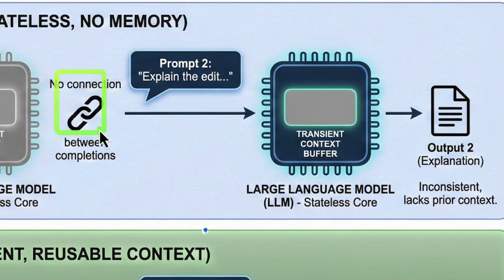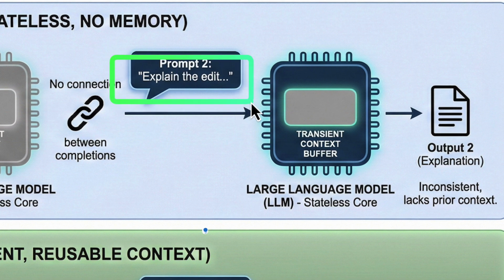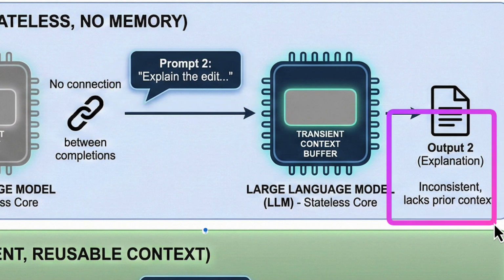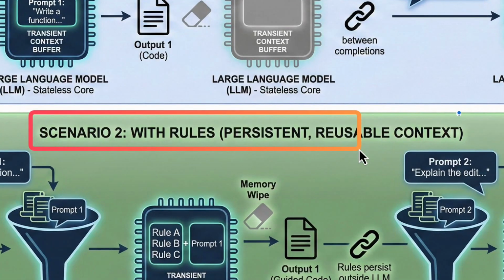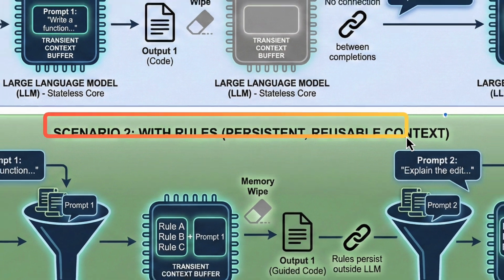So if you make a subsequent request, for example, prompt 2, that says explain the edit, you are expecting the AI to know what code you are talking about. But because of the memory wipe, the AI scratch pad is empty. It receives only prompt 2 that says explain this edit. And the AI will give you the output, and the result is inconsistent and lacks context. And this is where solution 2 comes in, and that is injecting persistent rules.